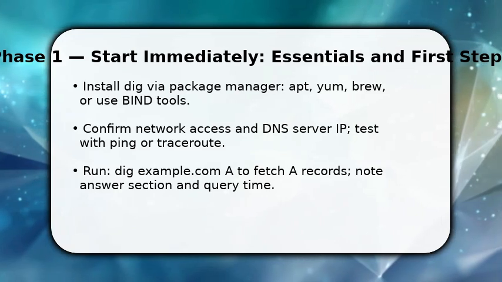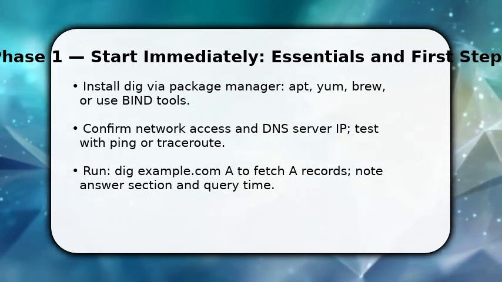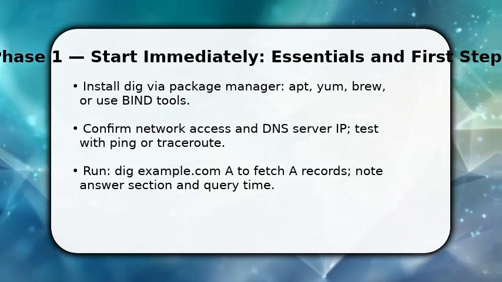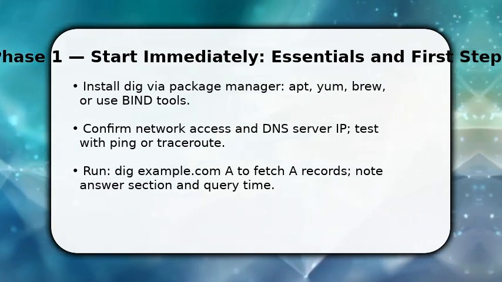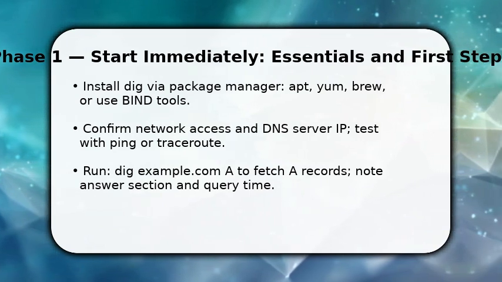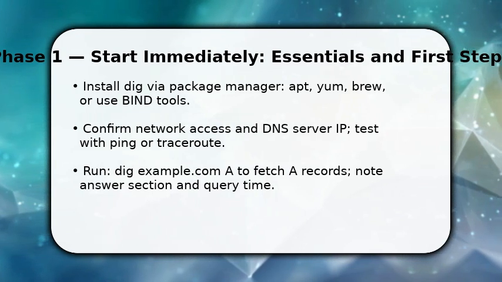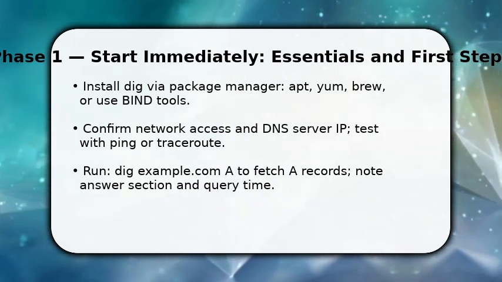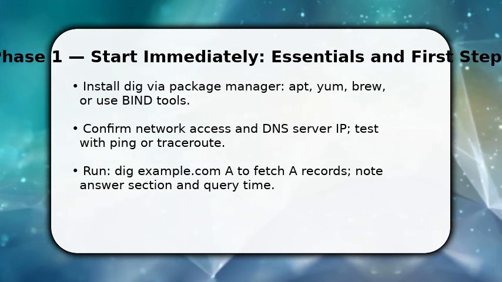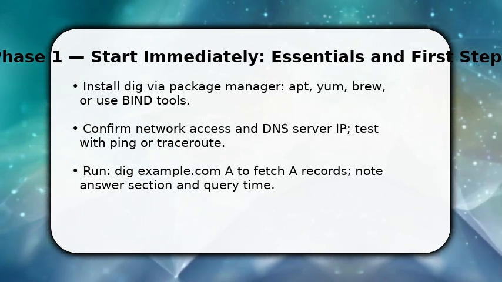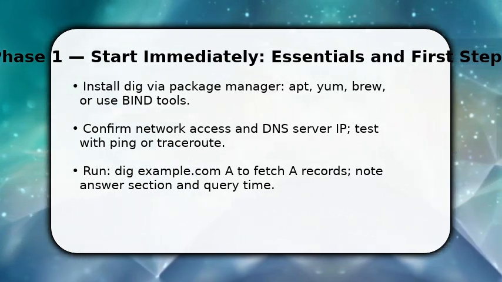Enjoy the video. You start by making sure dig is installed and that you have basic network access. Once done, confirm the DNS server IP and check connectivity with ping. Now run dig example.com A to request A records. You will see an answer section, authority section, and additional info. Pay attention to the query time and server used. This first actionable step gets you live DNS output immediately, so you can iterate quickly based on the results.